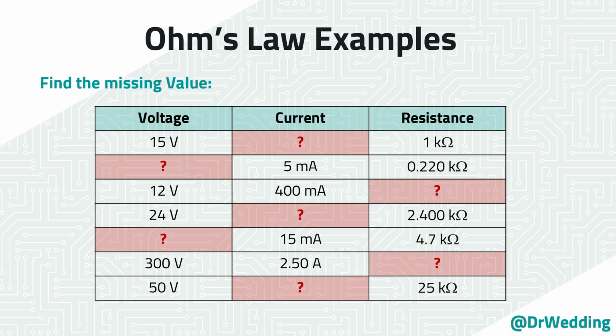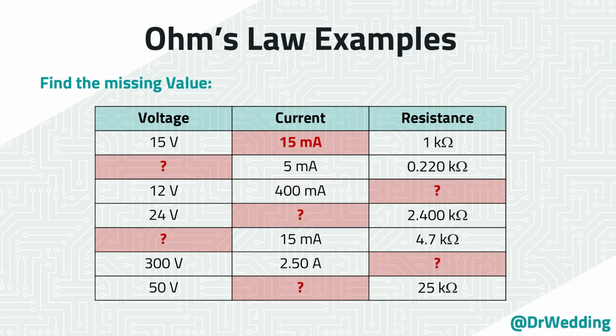In the first row, you are looking for the current, I. I is equal to V divided by R. If you keep the resistance in kilo ohms, your answer will be in milliamps. The magnitude is 15 divided by 1. So the answer is 15. The units are in milliamps because you divided by a kilo. So the answer is 15 milliamps.